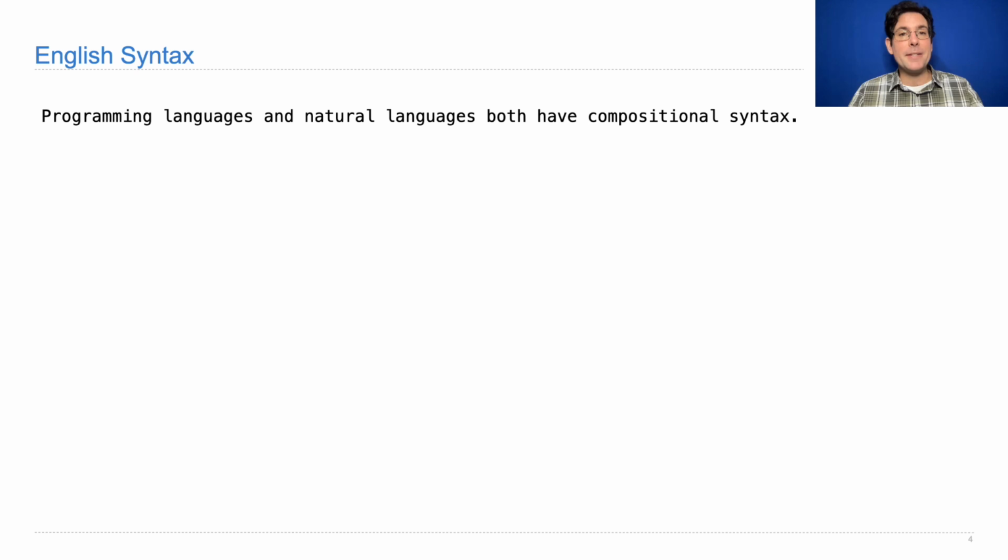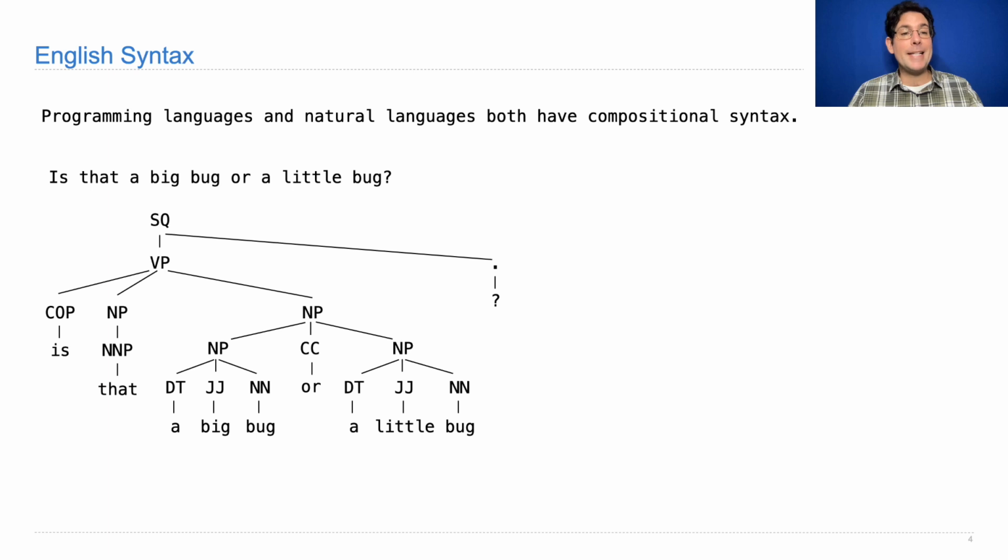One way that people have studied this is to take real utterances that people have said or written and then try to write down the structure of those. And you might have done something similar, diagramming sentences when you were in school. Well, people make a whole career of that. So for an English language sentence like, "Is that a big bug or a little bug?" someone has gone through and annotated this with both its structure and the syntactic category or tag of each phrase within that structure. So all these things in all caps that are two or three letters long are called tags or syntactic categories, and they describe the type of phrase. So this whole thing is a verb phrase. This whole thing is a noun phrase. And here are the words, "down in the leaves of this tree."